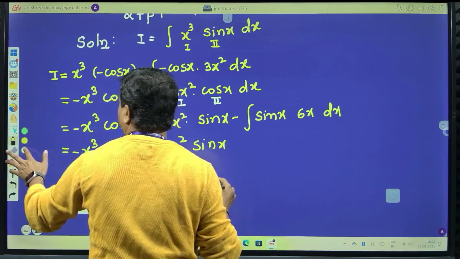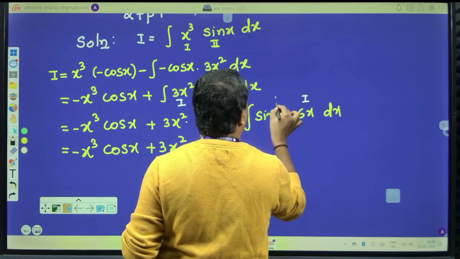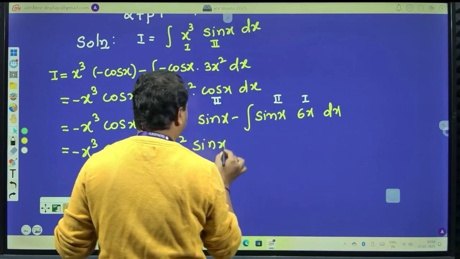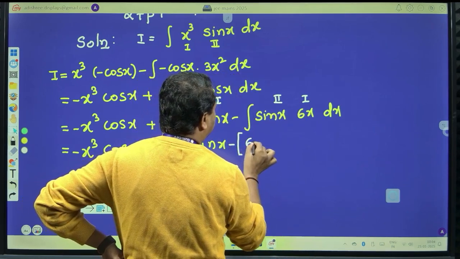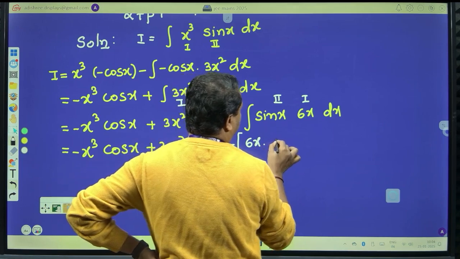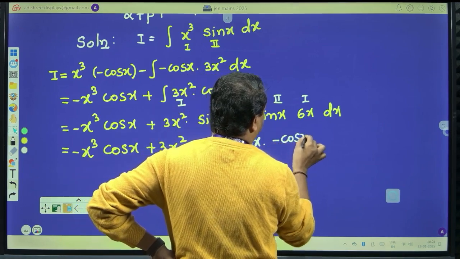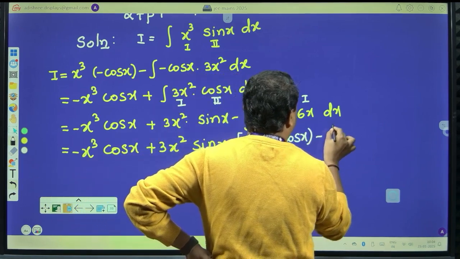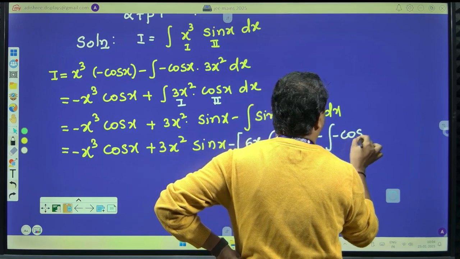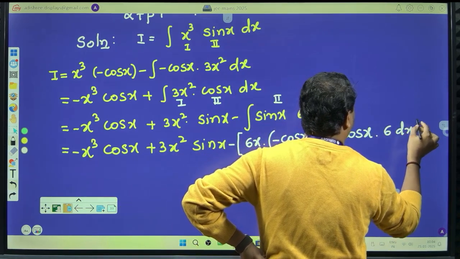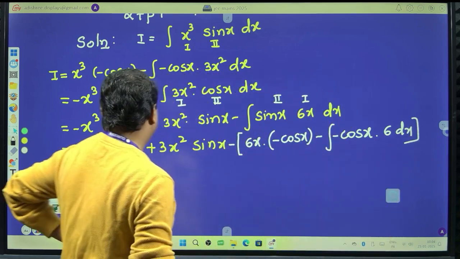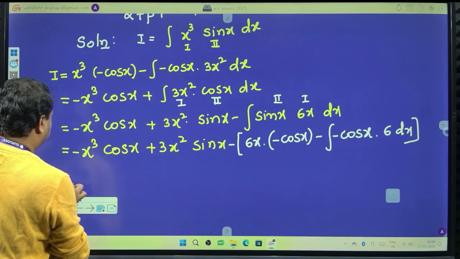Again, I am considering 6x as the first function, sin x as the second function. So, everything happens under minus. Okay. So, 6x as it is. What is the differentiation of sin x? Minus cos x, minus integration of minus cos x. What is the differentiation of 6x? 6, and yes. So, what will be the next step?